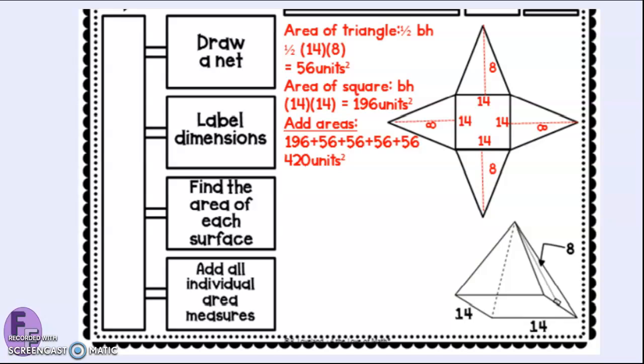This process is the same for any three-dimensional shape. You just change the formulas you need based on what polygons make the three-dimensional shape. Remember, area is always in whatever units squared: centimeters squared, inches squared, feet squared. Since this one didn't have a unit labeled, we just use the word units.